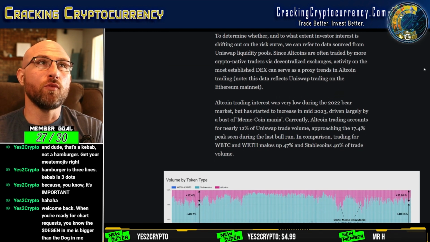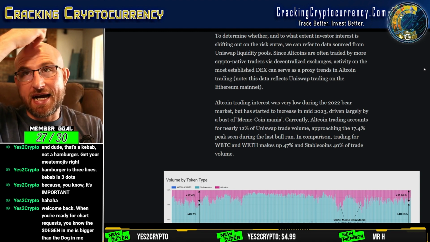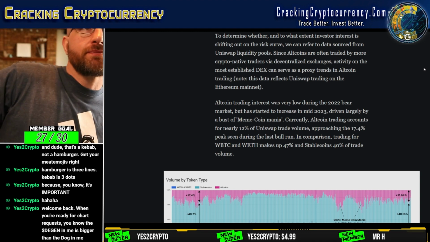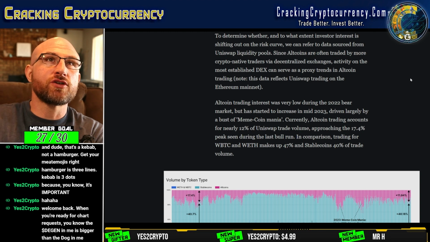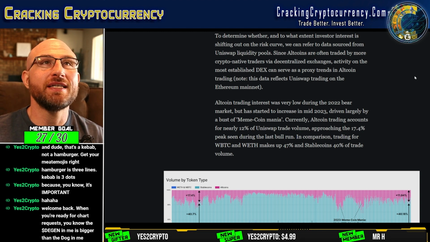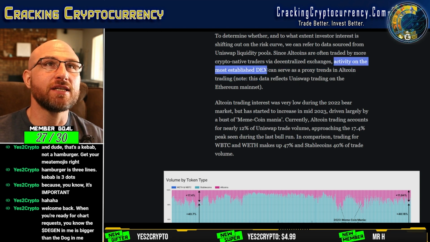Okay. So to drill down a little bit more, Glassnode is going to dive into the Uniswap liquidity pools. Since altcoins are often traded by more crypto native traders via decentralized exchanges, activity on the most established DEXs can serve as a proxy for trends in altcoin trading.